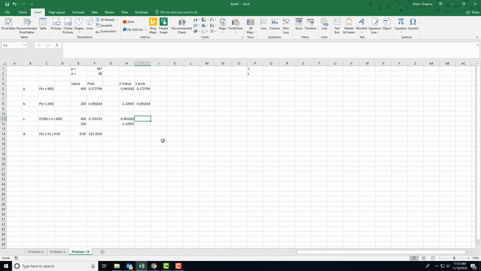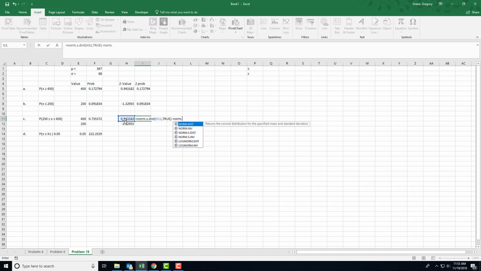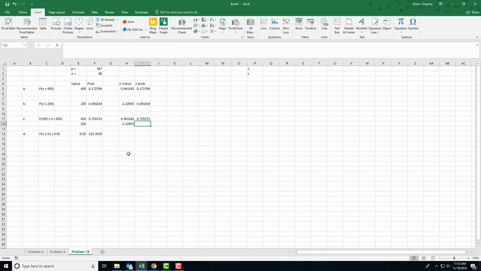And now let's calculate the probabilities. Norm.s.dist of z, cumulative is true, minus norm.s.dist of minus 1.329, cumulative true. And again, I'm going to push return, and it better come out as 0.7353. Okay. All right, so the z value is called a transformation.